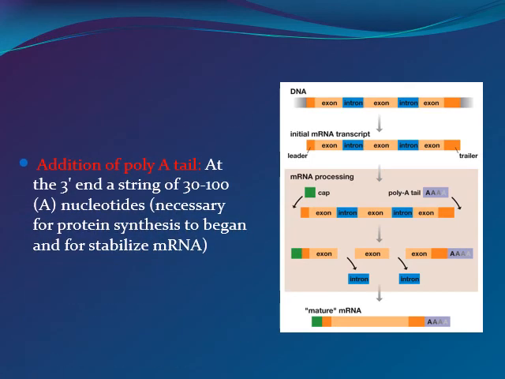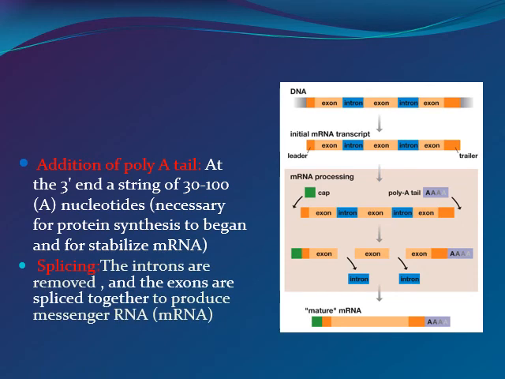Another step is the addition of a poly-A tail at the 3' end, adding about 30 to 100 adenine nucleotides. This is necessary for protein synthesis to begin and for stabilizing the messenger RNA.